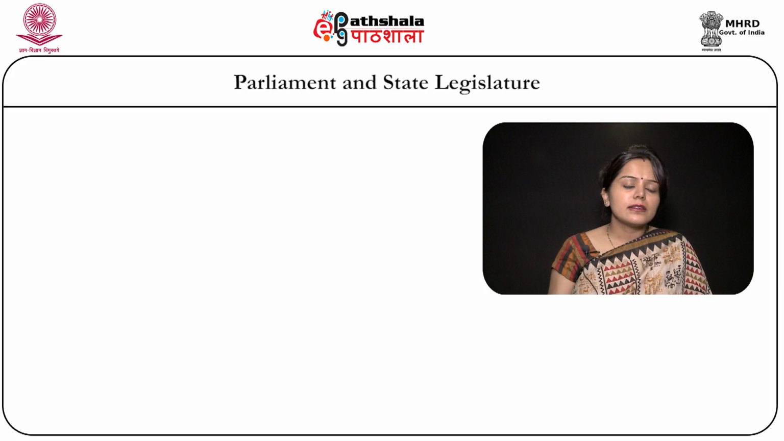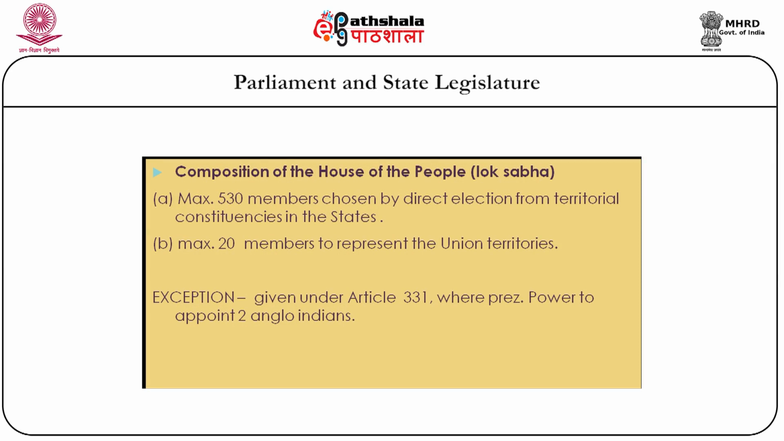So, the next is the composition of the House of the People, the Lok Sabha: a maximum of 530 members who are chosen by direct election from the territorial constituencies in the states, and a maximum of 20 members to represent the UTs, which means the number of UT representatives should be a maximum of 20.